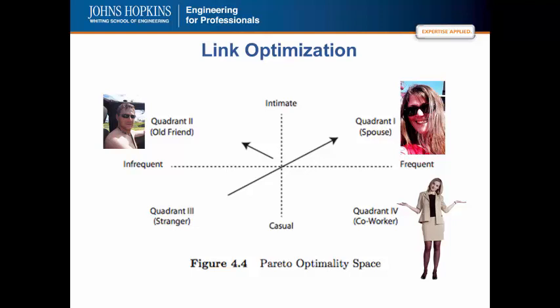We can describe this on a quadrant proposed by Matt Brashears as a level of frequency and intimacy in the relationship. So an old friend is up here in quadrant 2, somebody I don't see very often but had a good level of intimacy with. A spouse would be in quadrant 1, see them frequently and have a close relationship with them. A coworker might be in quadrant 4 down here, where there is frequent interaction but more of a casual relationship. And a stranger would be down here in quadrant 3.